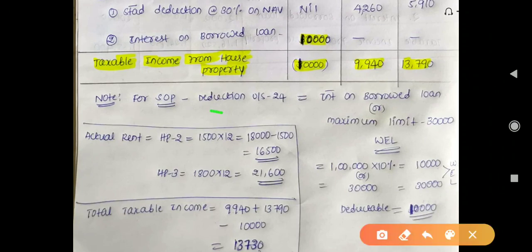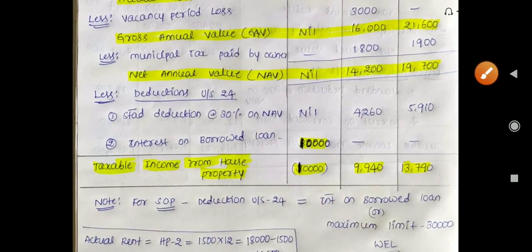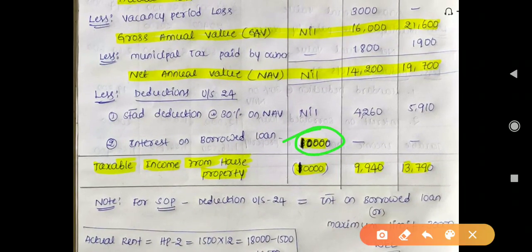Deductions under section 24: interest on borrowed loan or maximum limit 30,000, whichever is less. Whichever is less will be the deductible amount. Your interest on borrowed loan is 1 lakh into 10%, that is 10,000, and 30,000 is the ceiling limit. Whichever is less, that is 10,000. So 10,000 is considered here as the deductible amount. 10,000 is the interest on borrowed loan.